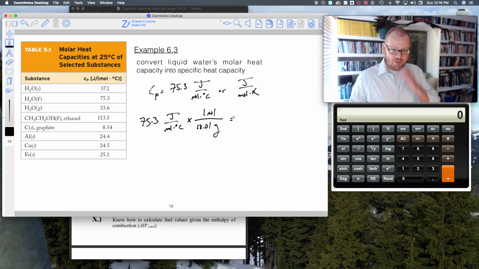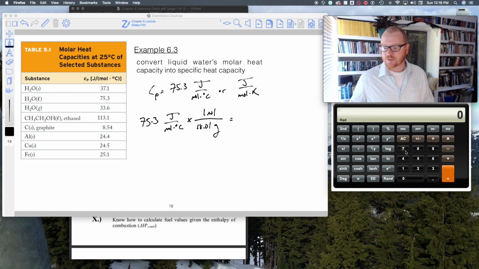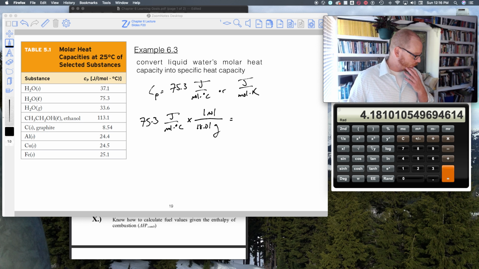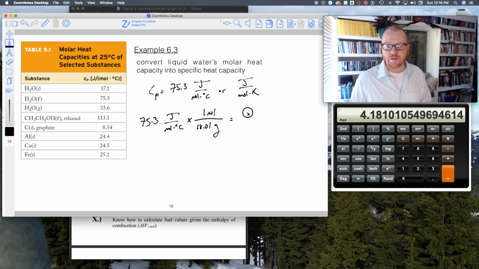Okay, so when I do that, 75.3 divided by 18.01 equals 4.181 joule per gram per degree C would be the CS for water.